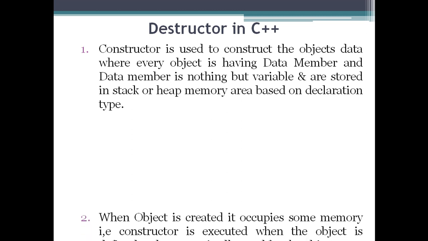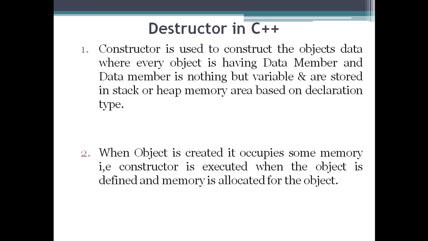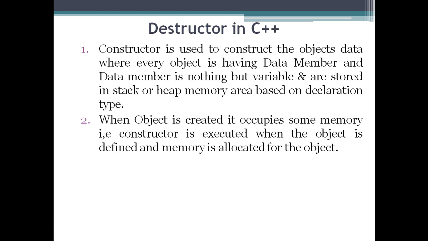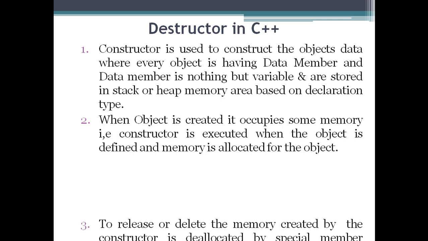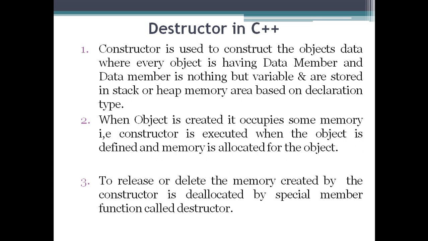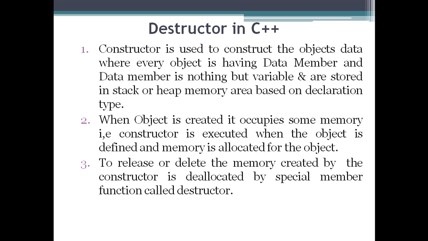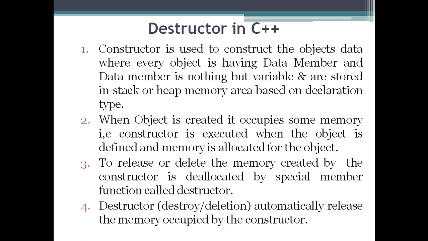Whenever any object is created, it occupies some memory, some storage area, and that is when the constructor is executed, right? When the object is defined, memory is allocated for it. If you want to release or deallocate the memory created by the constructor, we use a special member function called the destructor. So this is the exact working principle of construction, in reverse. A constructor allocates memory for the object, and a destructor deallocates the memory from the object. That is very important, right?